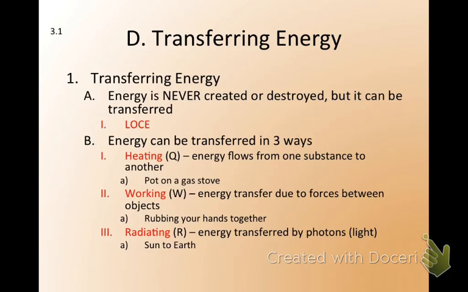So now we know that energy is stored in 3 different facets. It can either be stored in thermal energy, or phase energy, or chemical energy. And if we want to transfer that energy between any one of those storage areas, we can do so either by heating it, working, or by radiating. That's 3.1.